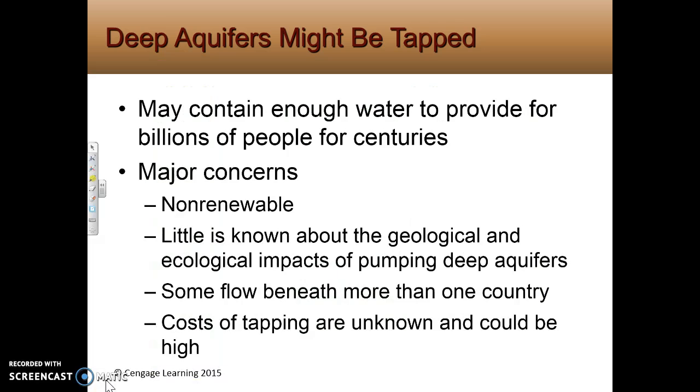We do have some deeper aquifers than what we thought. There may be more water down in the ground than what we have previously believed. We don't know about the impacts of pumping some of these deep aquifers. Some of the problems are that these deep aquifers run below more than one country. And so the idea is that you're going to have some type of agreement between countries, similar to what you would have with oil, for example.